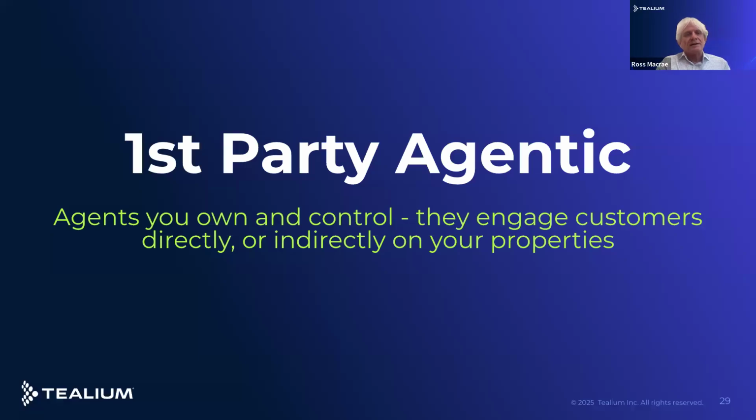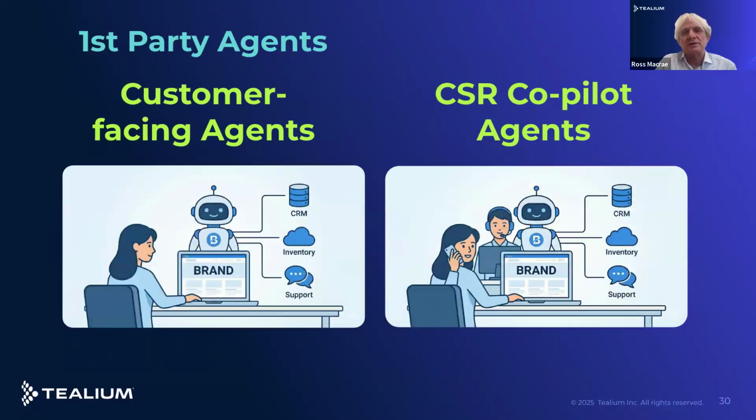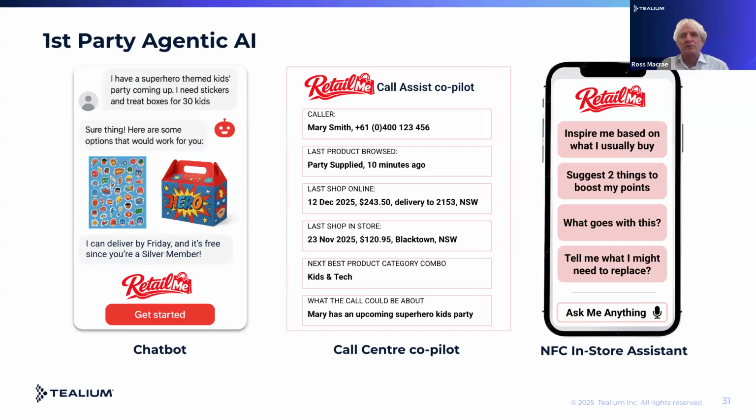All right. So let's go through each into a bit more detail about how they work. Let's focus on first-party agentic to start with. These are agents you own and control. They engage customers directly or indirectly on your properties, and you can think of them in two broad categories: customer-facing agents like chatbots, and then co-pilot agents that a customer service rep would interact with as they engage with the customer. And here's three examples of what they look like.